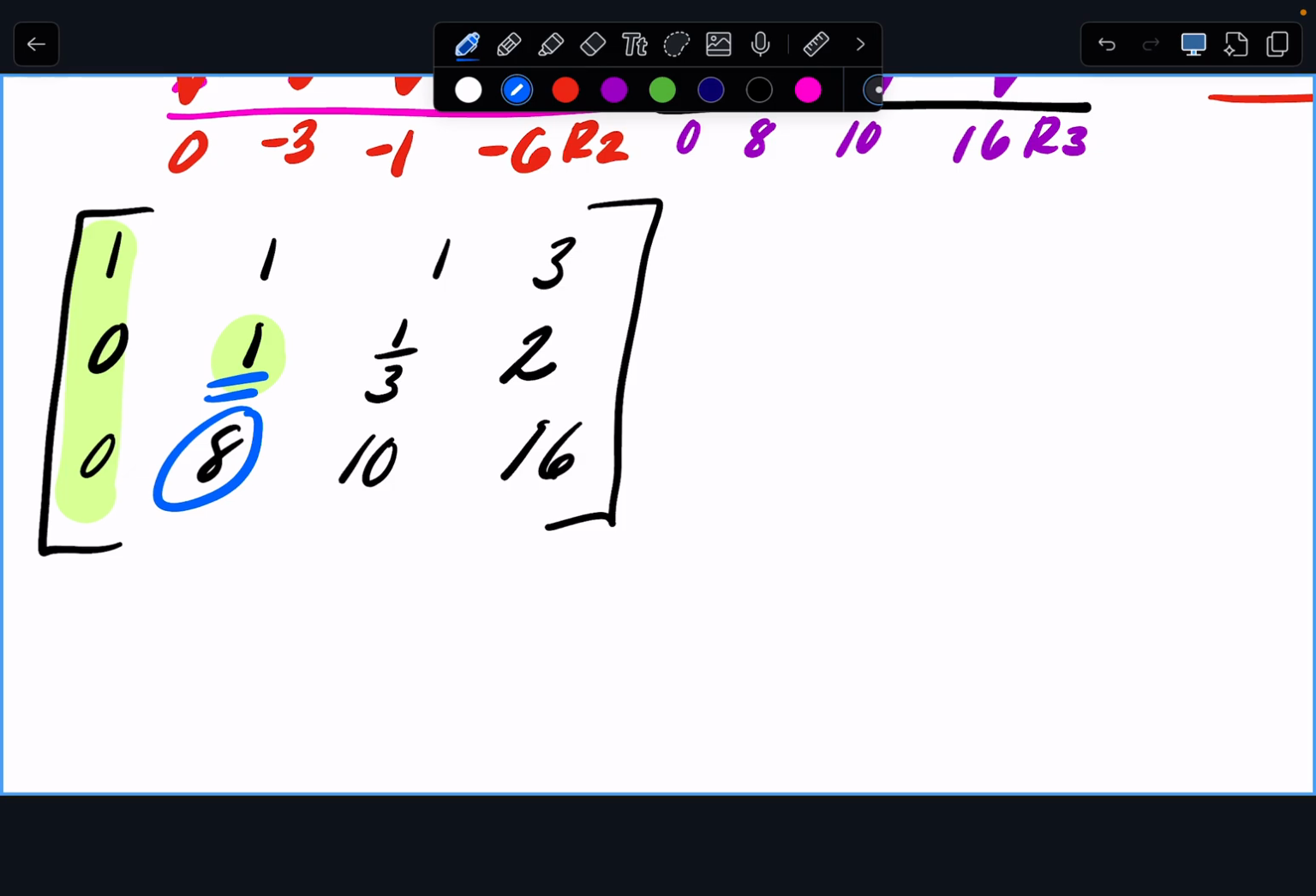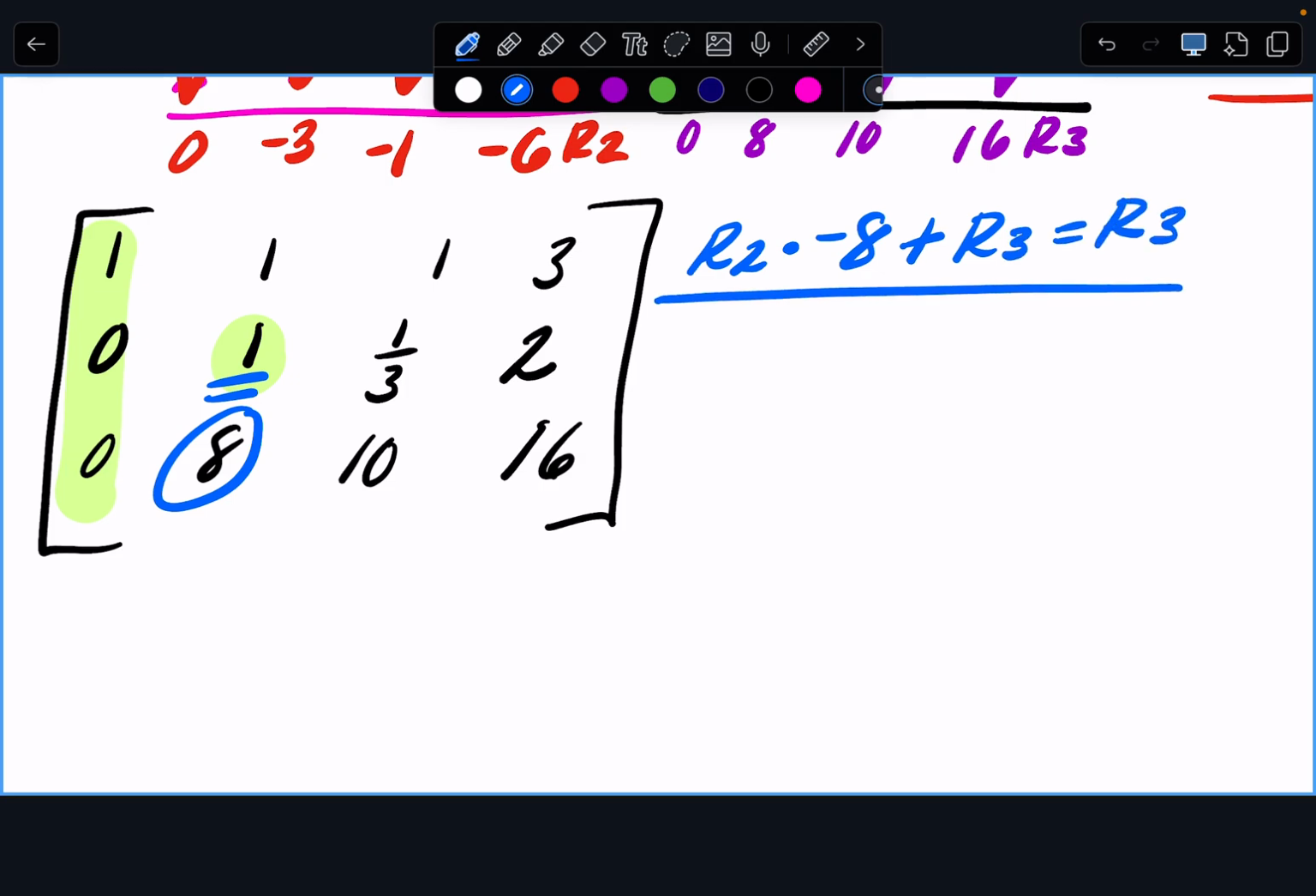Okay, so what are we timesing row 2 by? -8. We're then adding it to row 3, equaling new row 3. Isn't it -1/3? And negative? No, because there was negative divided by a negative, or times a negative. Oh, I forgot the.